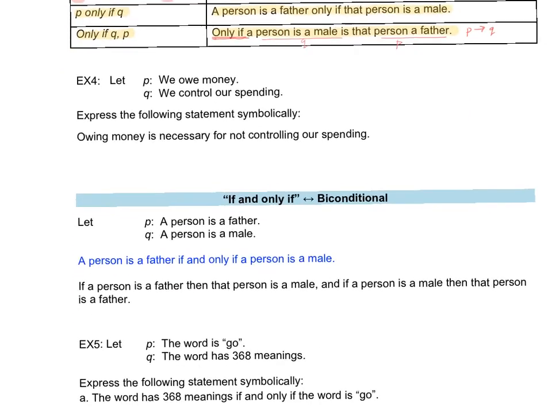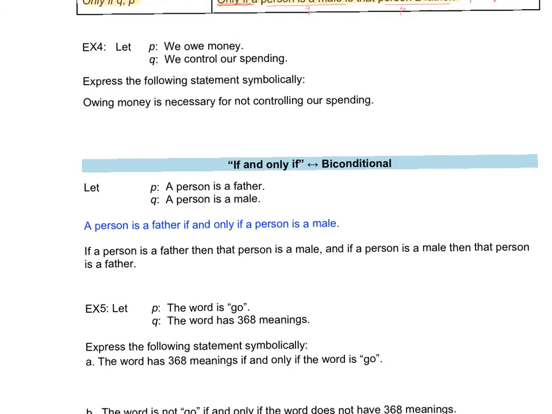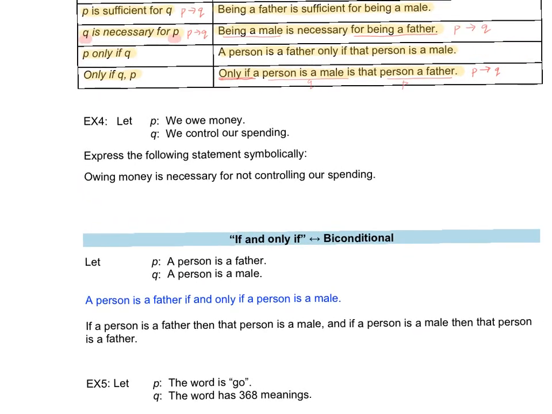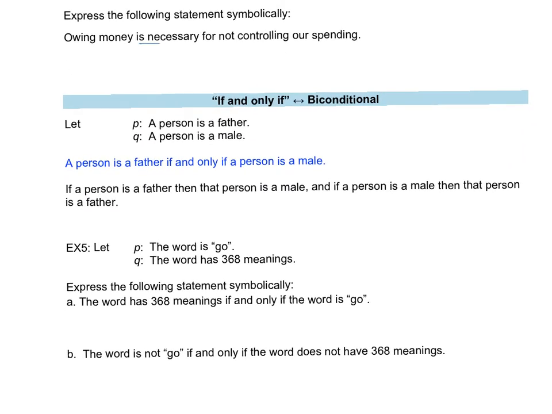Let's look at example 4. P, we owe money. Q, we control our spending. We're going to express the following statement symbolically: owing money is necessary for not controlling our spending. So the first thing I see is my connective. Going back to our table, is necessary for. On either side, owing money, not controlling our spending.